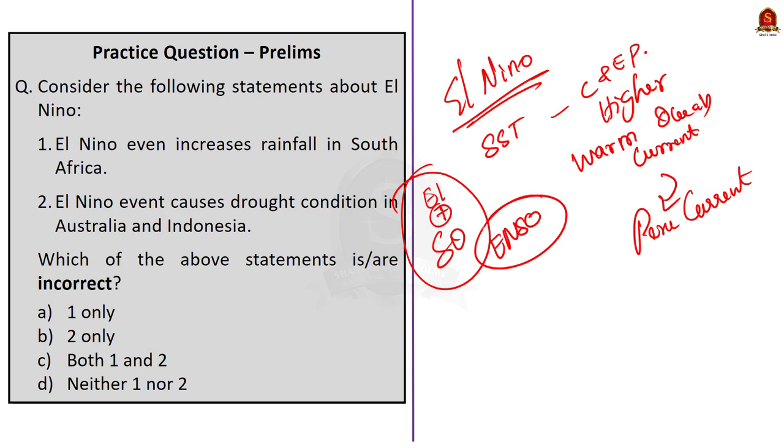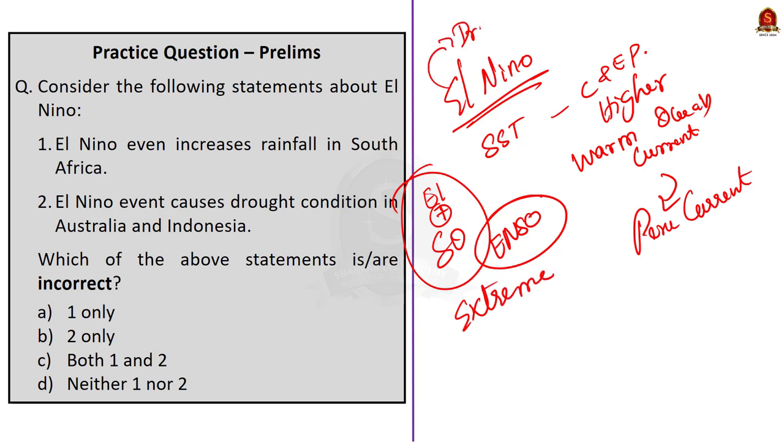See, what is the impact of it? The changes in the pressure pattern and the atmospheric air circulation result in swings in the normal rainfall pattern. Some regions receive lesser or no rainfall, some regions receive extreme rainfall. In India, El Nino means drought-like conditions.